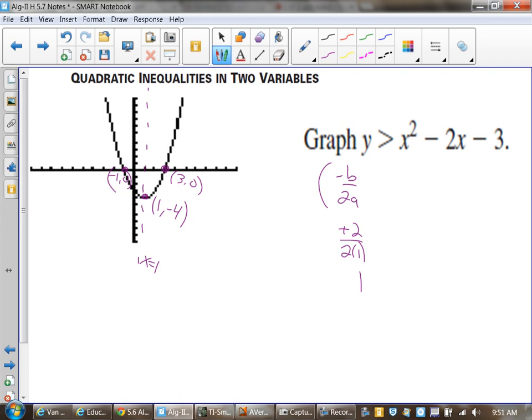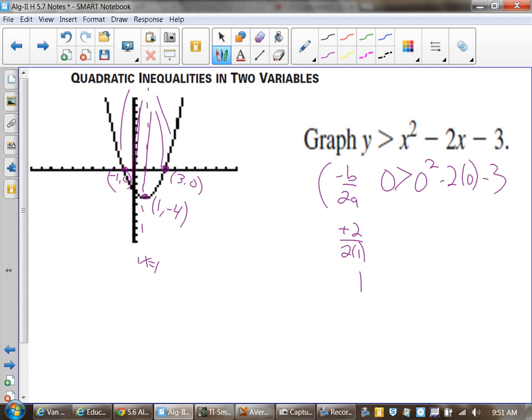What's a test point that I can use here? 0, 0 again. Does the graph go through 0, 0? No. All right, so you tested at 0, 0. Is 0 bigger than 0 squared minus 2 times 0 minus 3? Is 0 bigger than -3? Yes. Okay, so do I shade inside the parabola or outside the parabola? And that's how you shade these.